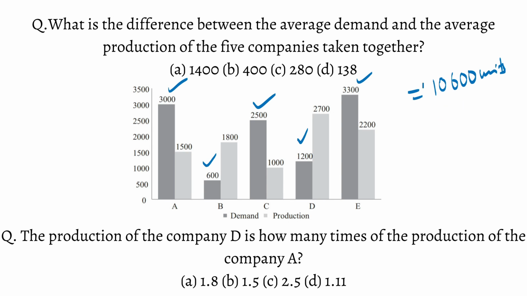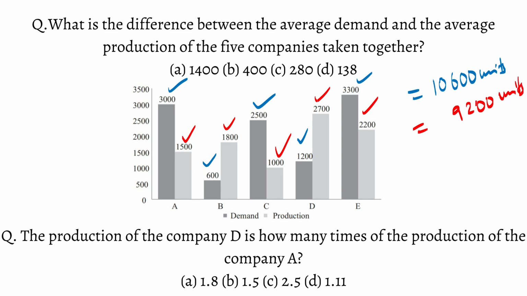What about the total production here? The total production is 1500 for first company, 1800 for the second, 1000, 2700 and 2200 respectively for all the 5 companies, and add them, we will get total production as 9200 units.